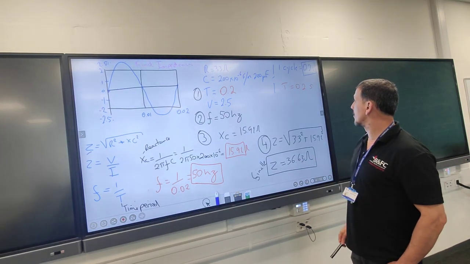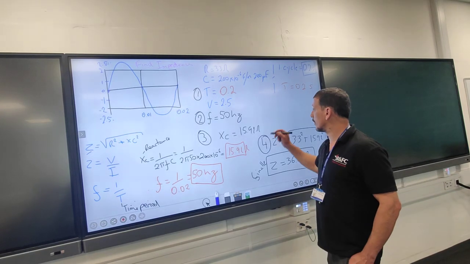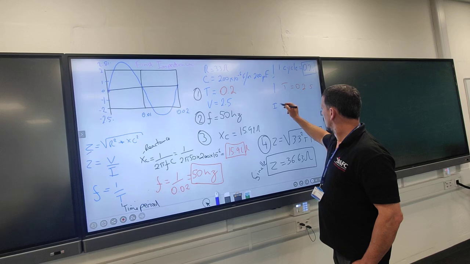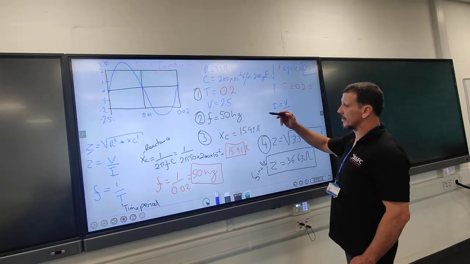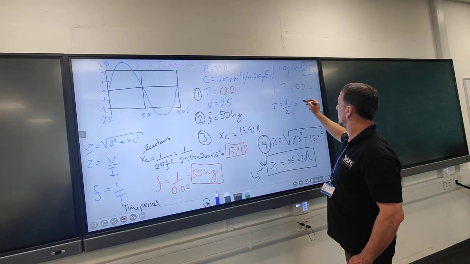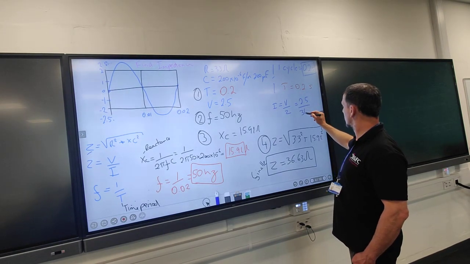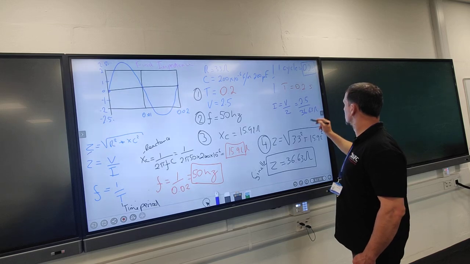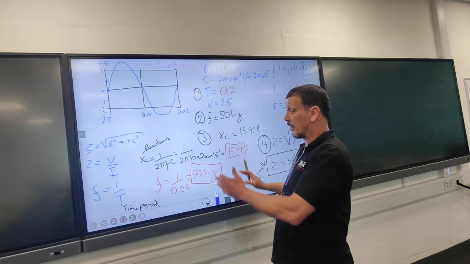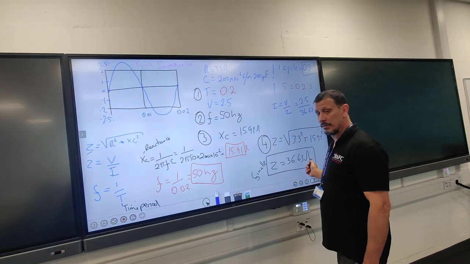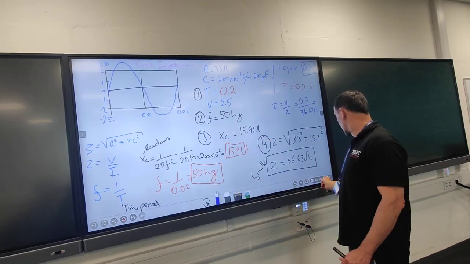Now we can find out the final value, which is our current. All we need to do to find current is V divided by Z. All we have here is 2.5 volts divided by 36.63 ohms. And that is your final answer. You just do that in your calculator. Now the question itself only asks for the impedance. We found it, but if you wanted to find also the current, this is all you have to do.